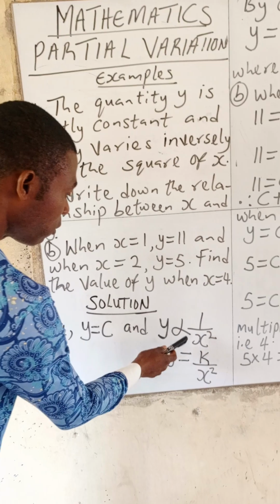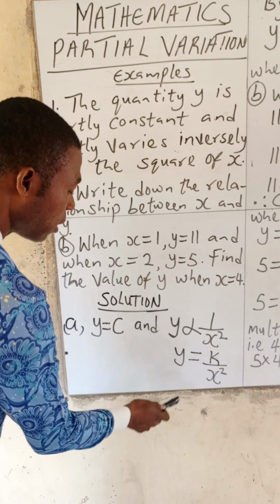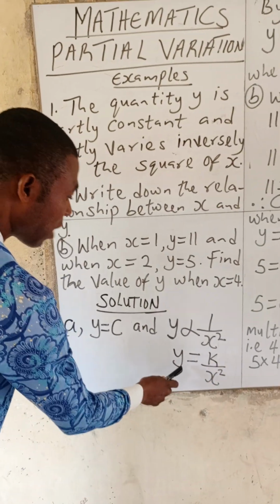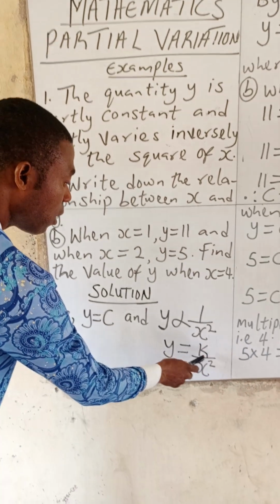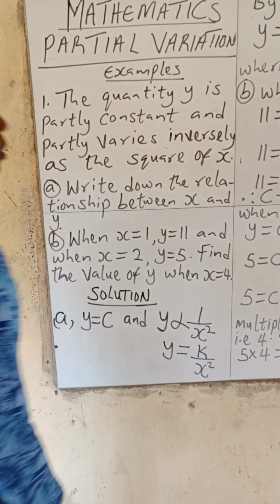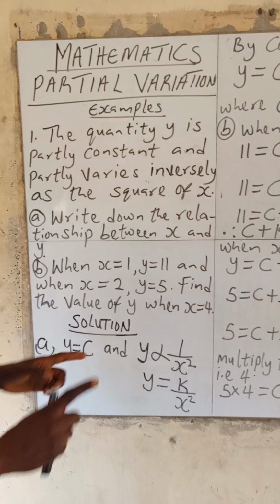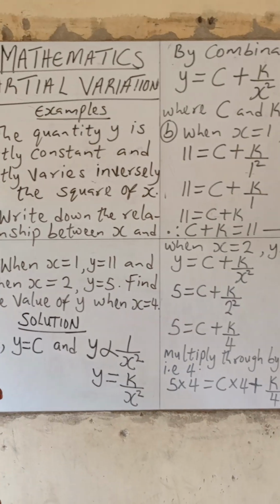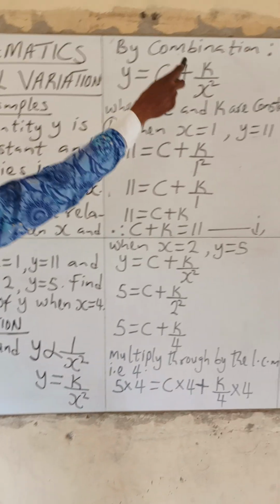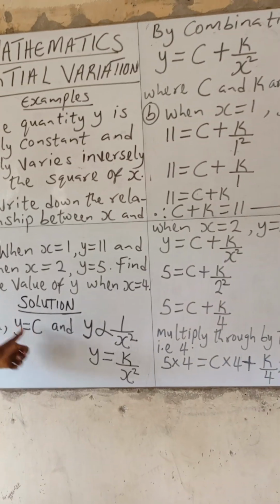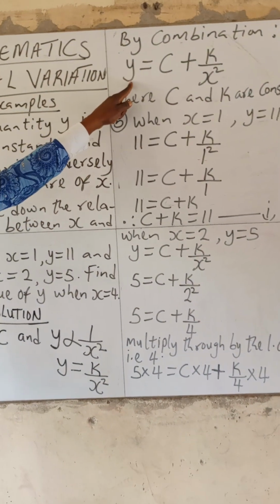So now we have to remove the proportionality sign. So we now introduce a constant. We now have y equals k over x squared. Remember, we are going to join the two quantities together to get what we are looking for. So by combination, here we have y, which is what we are looking for.